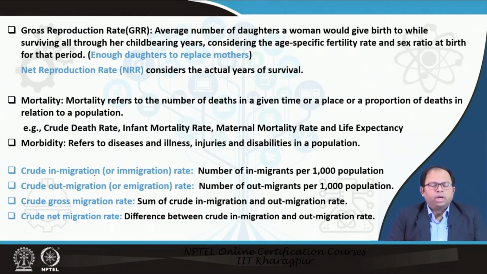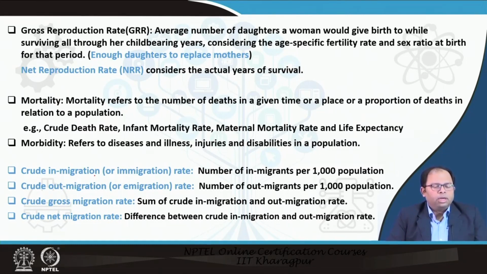Whereas in net reproduction rate, we only consider the actual years of a woman's survival, because different age groups have different mortality rates. Not all women will survive throughout this particular time period, that is from 15 to 45 years.